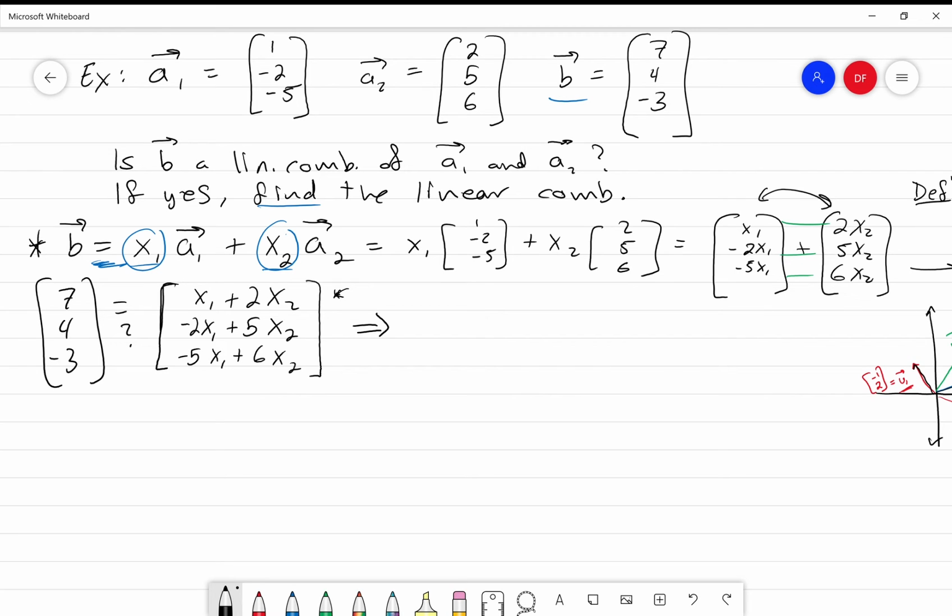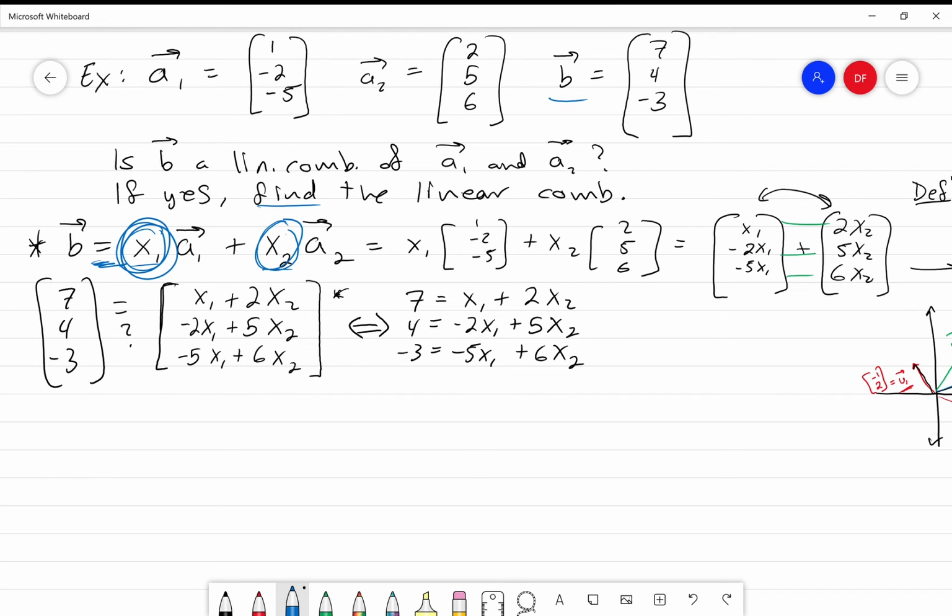So you should immediately recognize that this gives me a system of three linear equations. 7 equals x1 plus 2x2. 4 equals negative 2x1 plus 5x2. Negative 3 equals negative 5x1 plus 6x2. And what am I being asked? I'm being asked, again, to find x1 and to find x2, such that this is true.